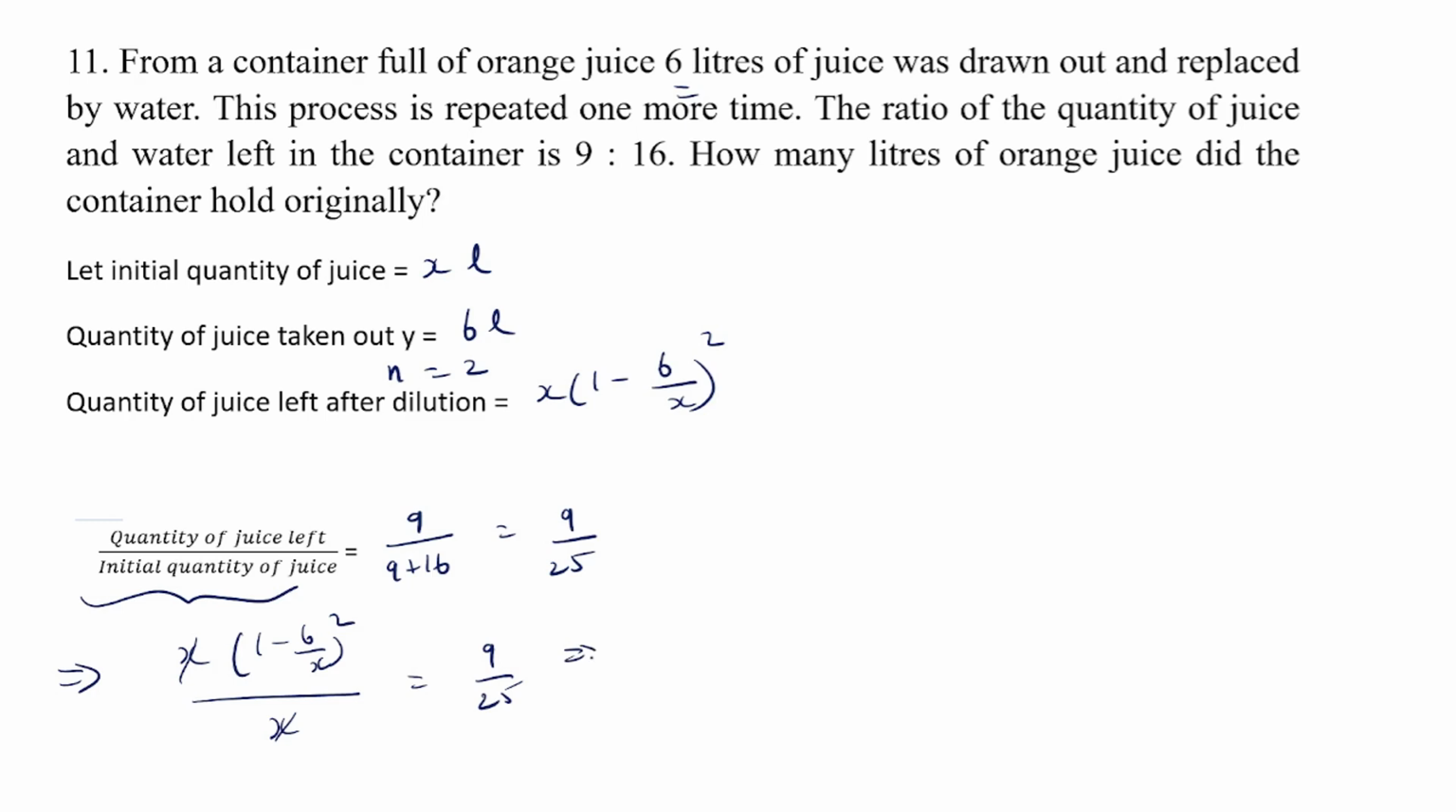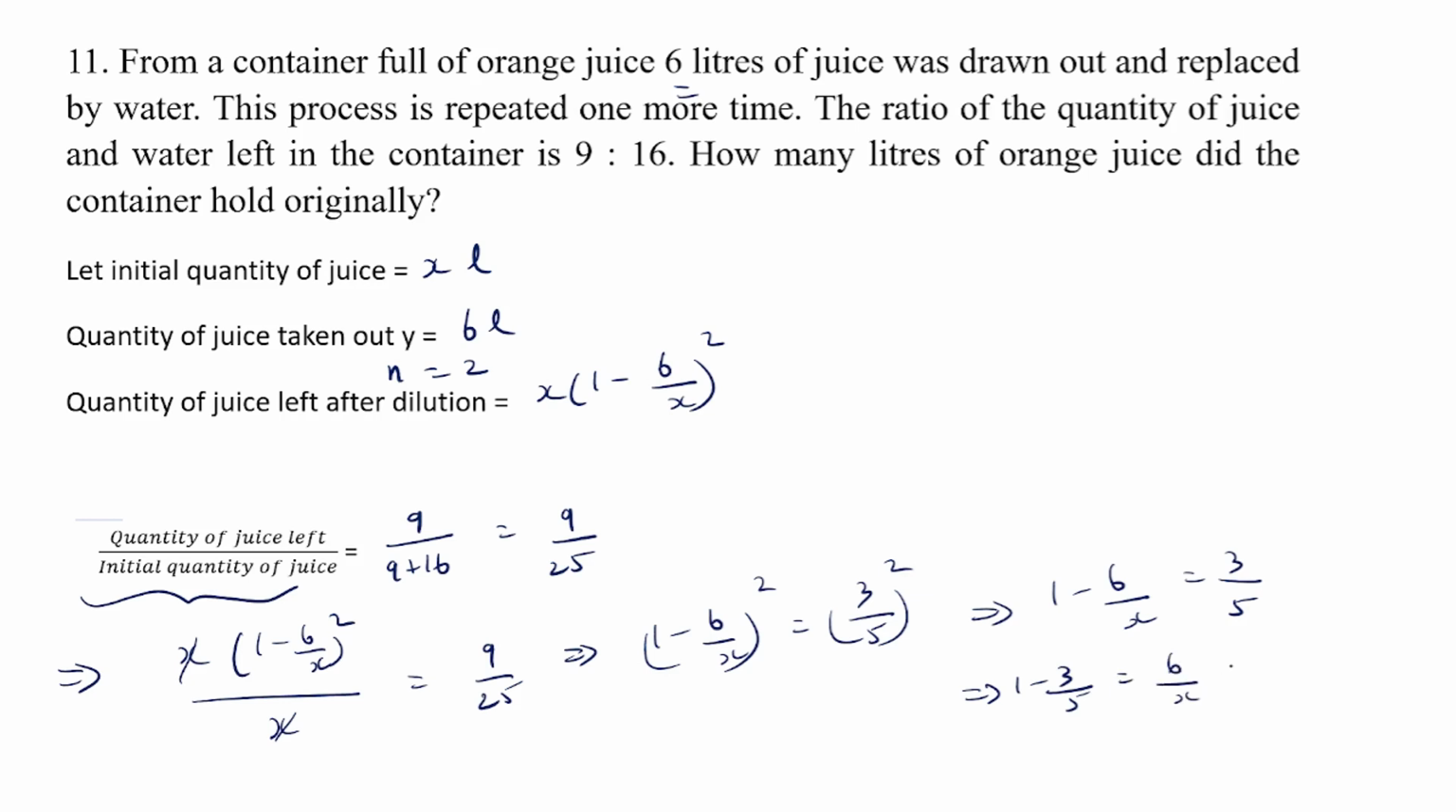So from this we get 1 minus 6 by x the whole square, and 9 by 25 we can write as 3 by 5 the whole square. From this we get 1 minus 6 by x as 3 by 5. So 1 minus 3 by 5 equals 6 by x, or 2 by 5 equals 6 by x. 2 and 6 will go 3 times. From this we get x equal to 15 liters. So the container held originally a quantity of 15 liters of orange juice. So the answer is 15 liters.